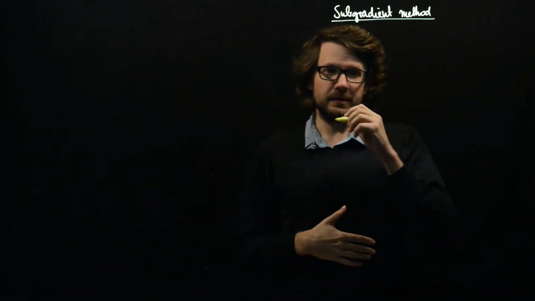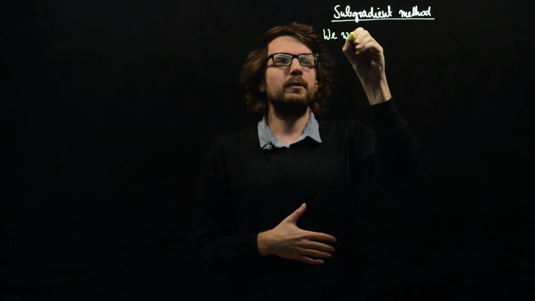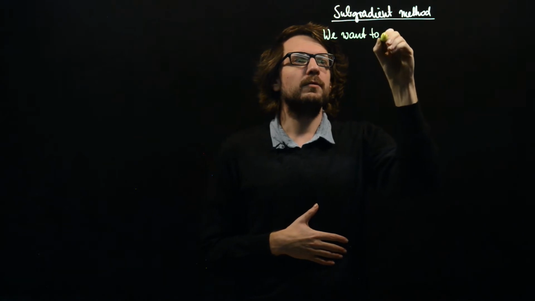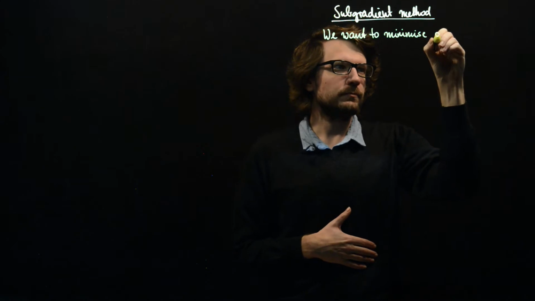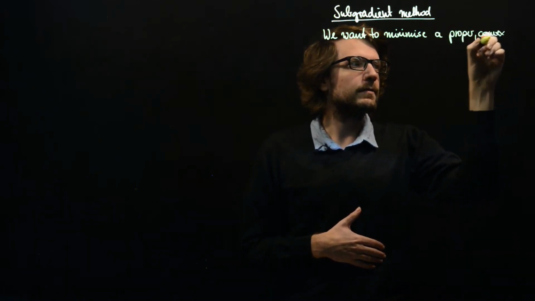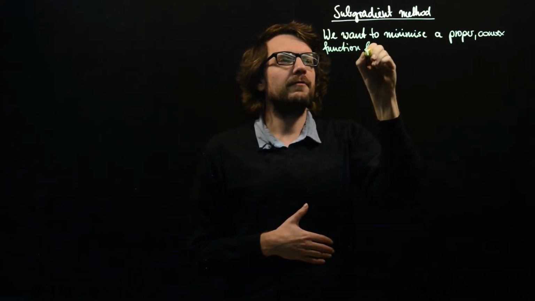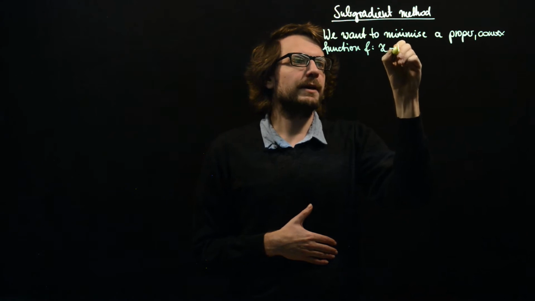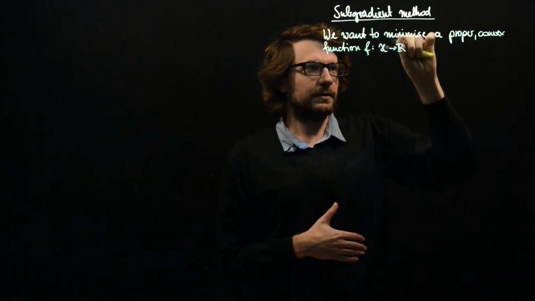Okay, so let's first fix the general setting. We want to minimize a proper convex function f mapping from H not to R bar, sorry, just to R.